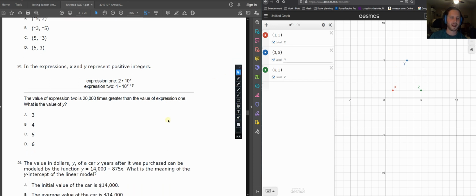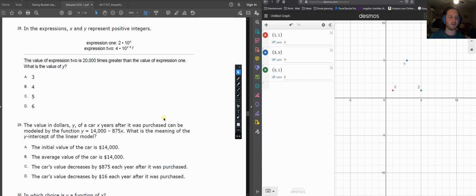For number 28, it is asking for the value of expressions. Oh, the value of expression 2 is 20,000 times greater than the value of expression 1. Wow, what is the value of y? Interesting. Let's have a look.